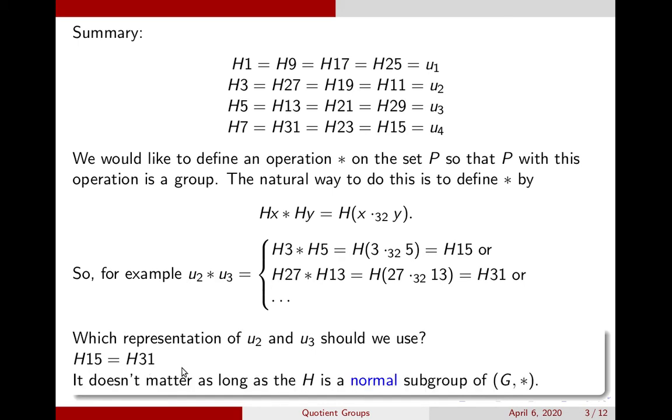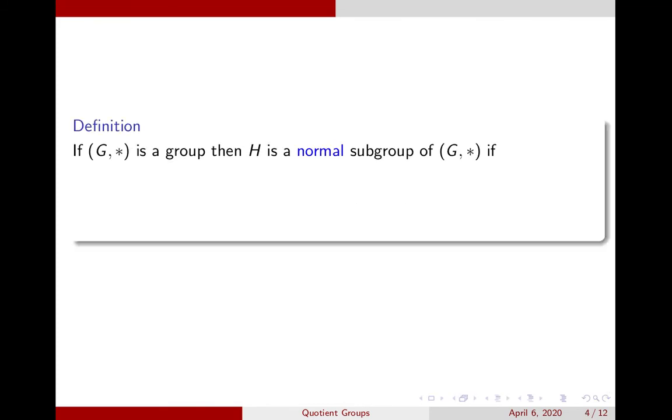So actually, it turns out that it doesn't matter which representation of the right coset you choose, as long as H is a normal subgroup of the group G star. Okay, normality is a concept we haven't talked about yet. So here's what it means for a subgroup of a group to be normal.